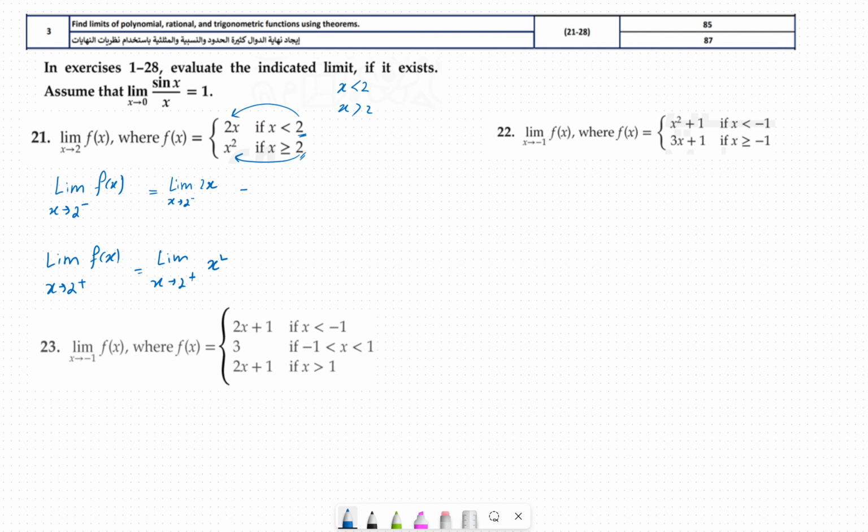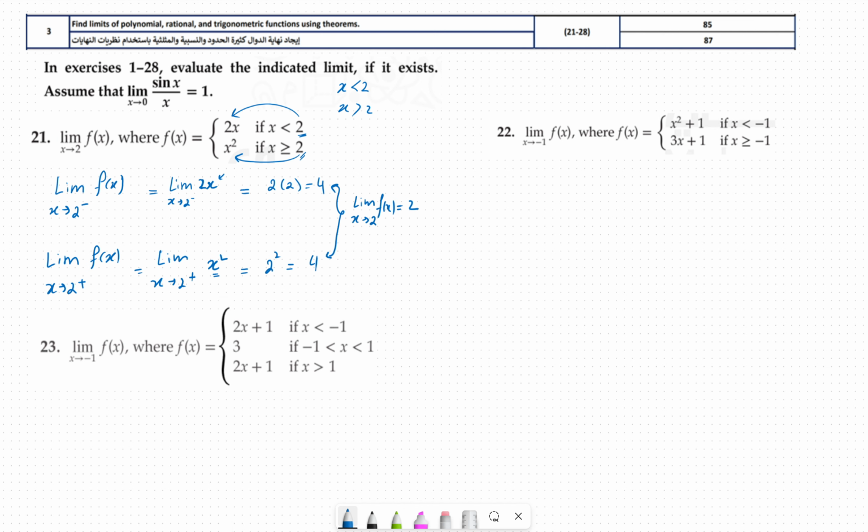Now, after you have identified the functions, all you have to do in order to find the limit is direct substitution. So I'm going to substitute 2 in the place of the x. I will end up with 2 times 2, which is 4. Now here I see x squared, so I substitute 2 squared, which is 4. Now, if the limit from the right equals the limit from the left, this means that the limit exists. So the limit as x approaches 2 for the function f of x is 4.